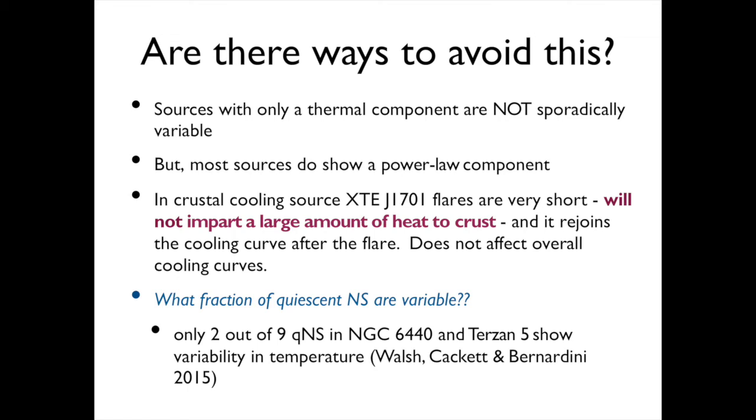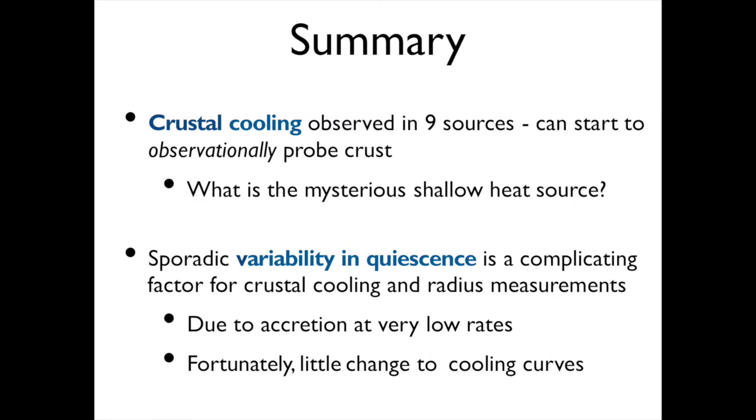So it's something one has to bear in mind when looking at these crustal cooling curves, that this can be an effect, but we believe that we can isolate periods when this actually happens. Okay, so we now see crustal cooling in about 9 sources, and we can actually start to observationally probe what's going on in the crust. And I think one of the things that's been shown from this that was really unexpected is this mysterious shallow heat source that sits at the outer part of the crust and is imparting approximately 2 MeV per nucleon accreted. And we still don't have a good explanation for why that needs to be there.